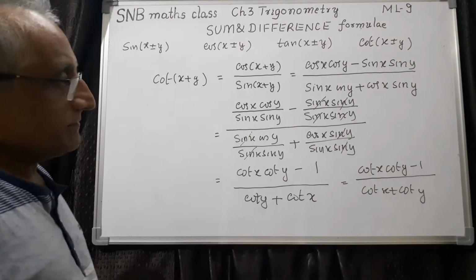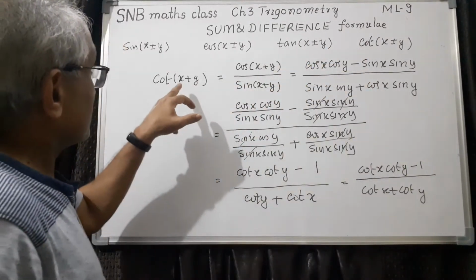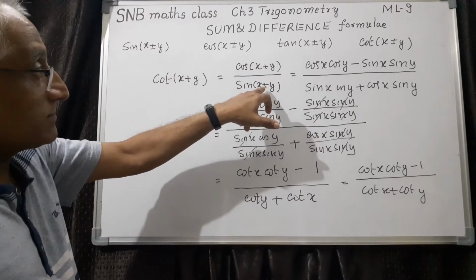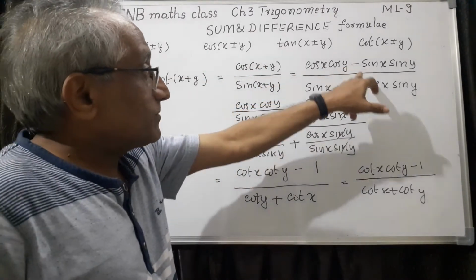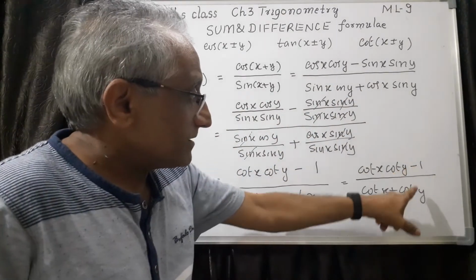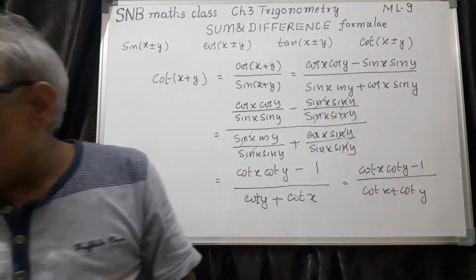So this is the formula for cot. Now same way you can also try cot x minus y. What you have to do is here minus, here also minus, and here it becomes plus, here it becomes minus. Rest of the things are same. This becomes plus, this becomes minus, here it becomes minus. So this is the formula for cot.